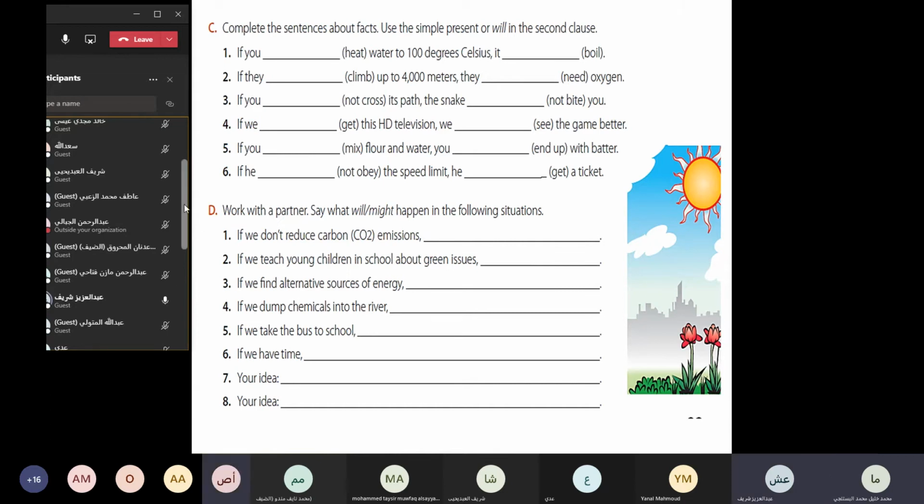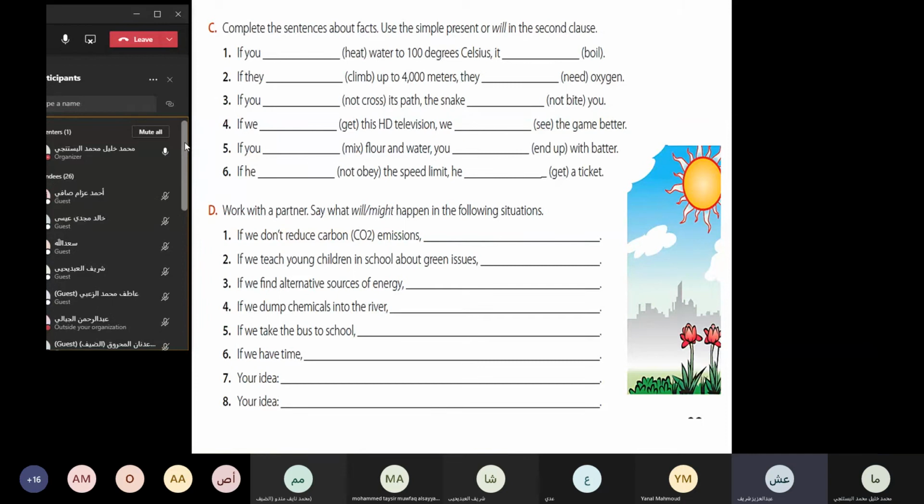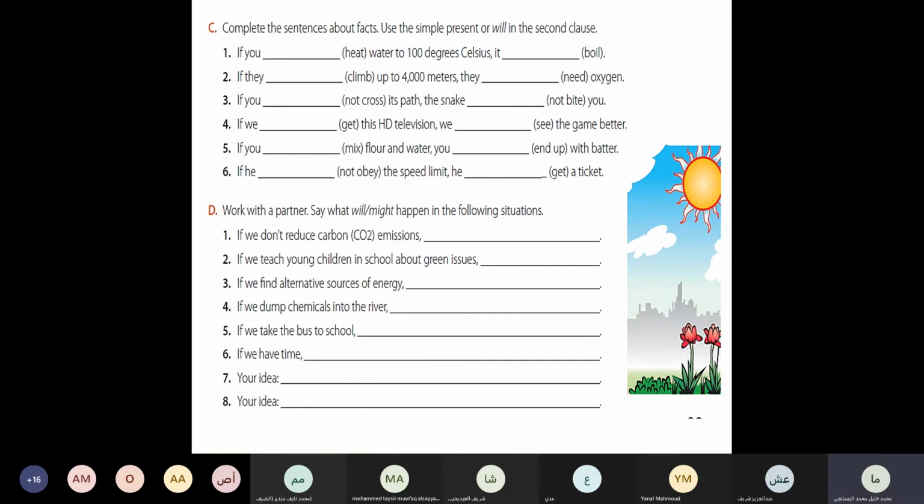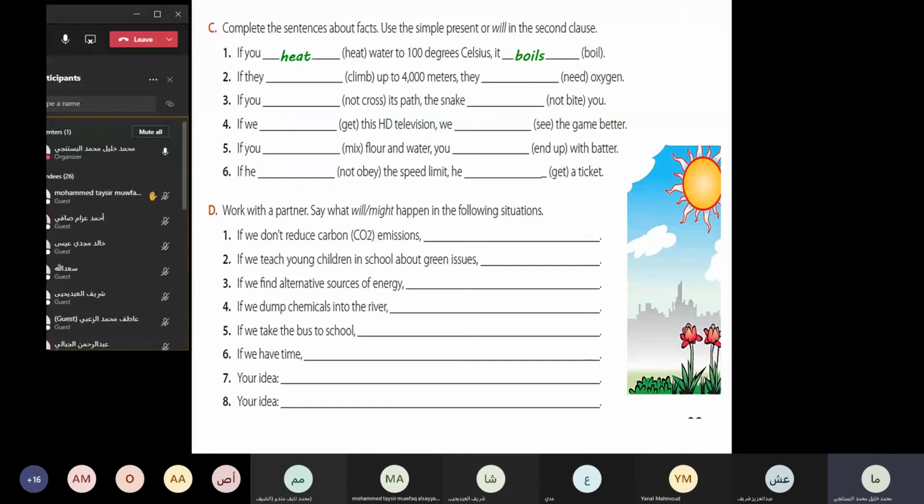Can I answer, teacher? Abdulaziz. If you heat water to 100 degrees Celsius, it boils. Good, it boils. So this is a fact. Here the second clause is what? It is always true. Good. So if you heat water to 100 degrees Celsius, it boils. Number 2, Muhammad Taysir. Yes, teacher. If they climb to 4,000 meters, they will need oxygen. Good. They will need oxygen.